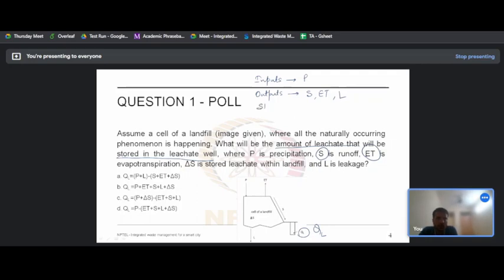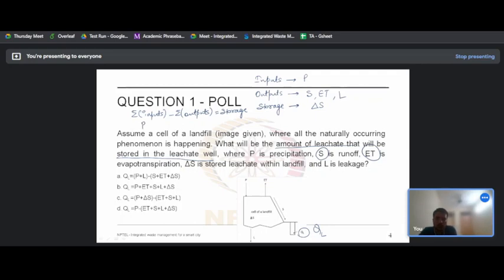Then we can have some storage within the landfill for the moisture. So that is indicated by delta S. So how will we do this? We will add up all the inputs and then subtract the sum of all the outputs, and this should be equal to the storage. So whatever went into the system and whatever went out of the system, we subtract that, and that should be equal to the storage. It can be positive or negative depending upon the inputs and outputs magnitude.